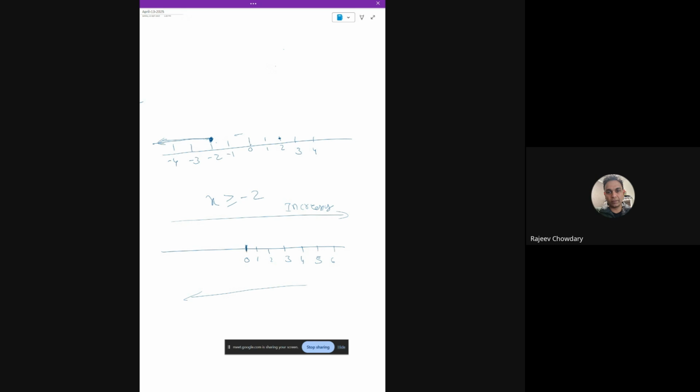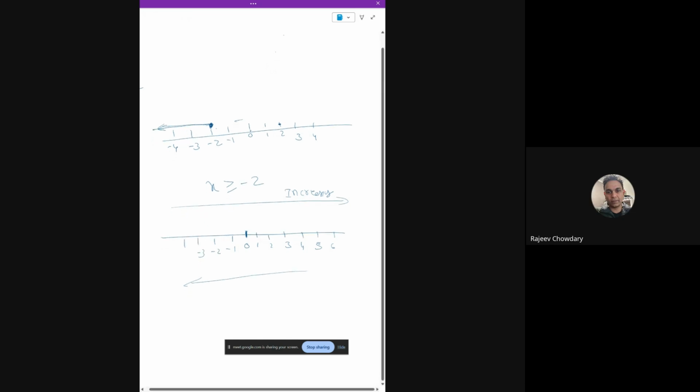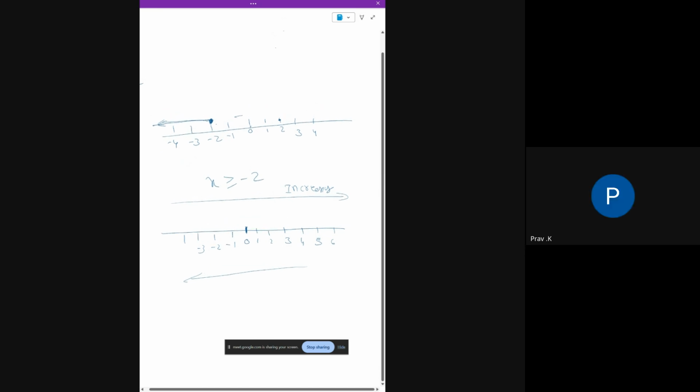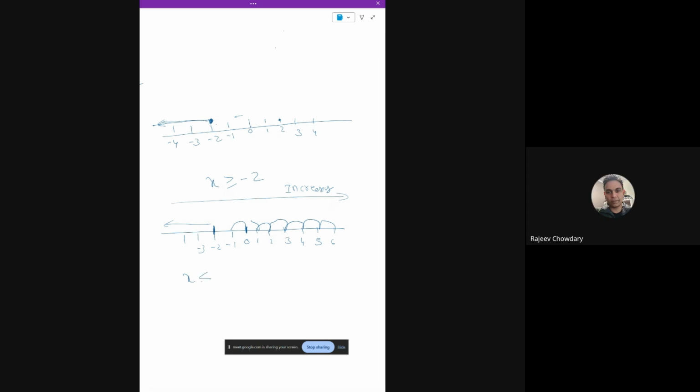Now, what happens if you're going from right to left? The numbers are decreasing, right? See, 5 is less than 6. So as you move this side, the numbers are decreasing by 1. Do you understand? So decrease 1, decrease 1, decrease 1. So now, if you're going this way, then what is the value? All these values should be less than or equal to -2, not greater. Do you agree now? Do you understand this concept?